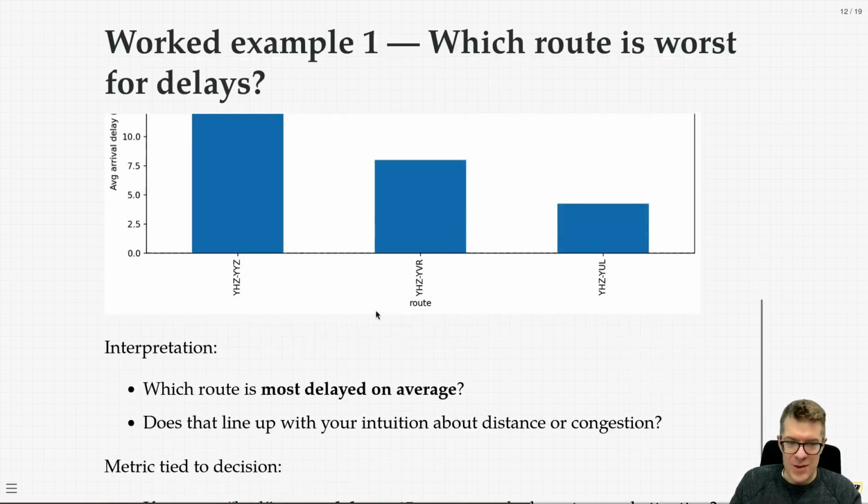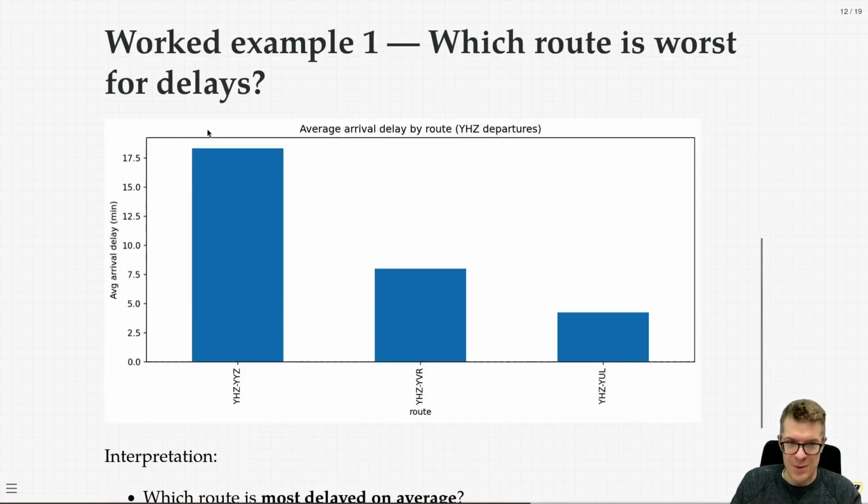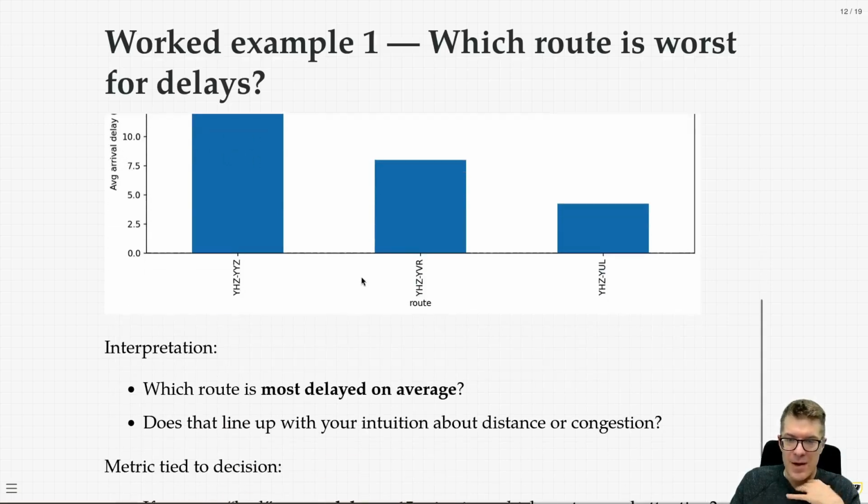So, which route is the most delayed on average? It's the one with the biggest bar graph over here. You can ask yourself, what is the average delay in minutes? Hopefully this won't be hard for you to determine from this graph. Does this line up with your intuition?